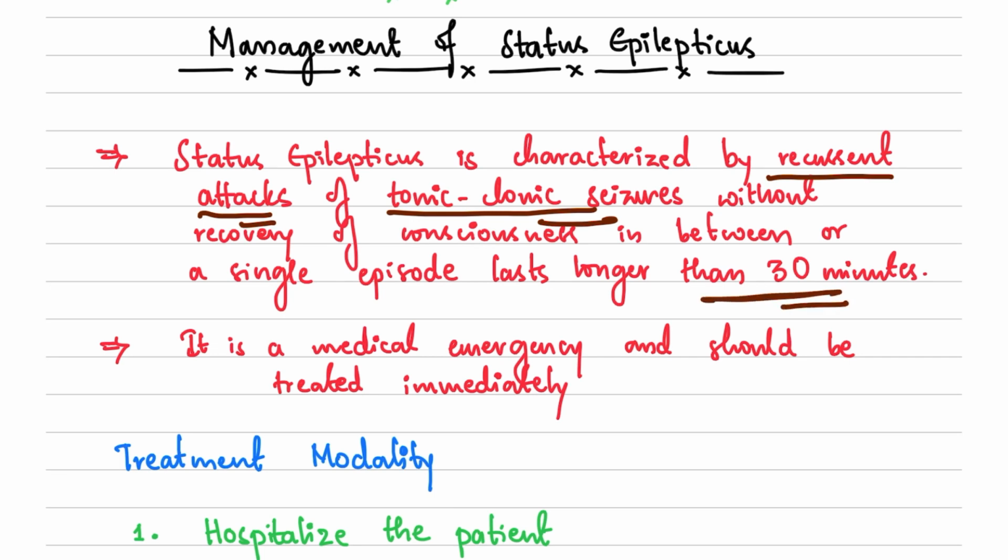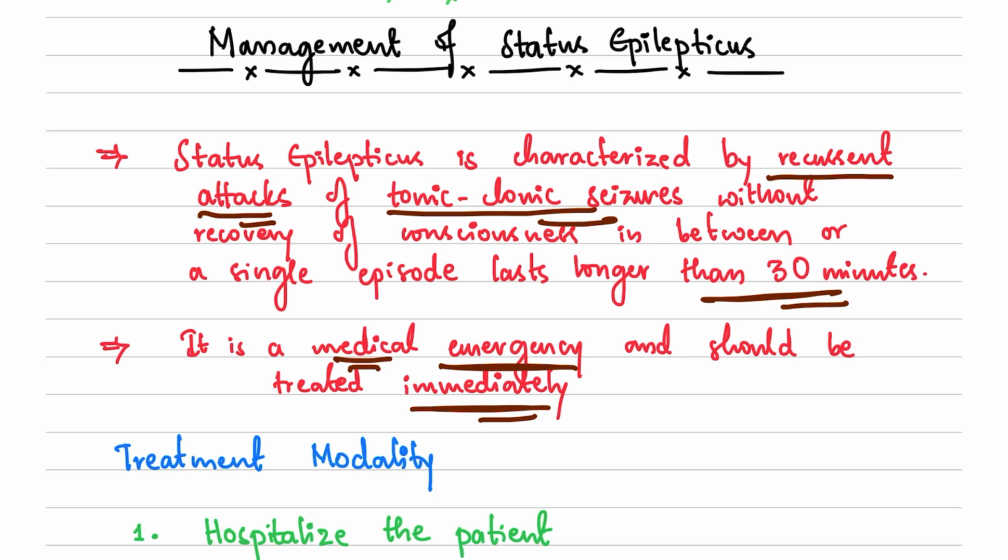So understanding the meaning of status epilepticus is very important. You need to understand it. It is characterized by recurrent attacks of tonic-clonic seizures without recovery of consciousness, because there is no consciousness between the seizures, so it occurs continuously in between, or there is a single episode which lasts longer than 30 minutes. So if you are having a seizure which is lasting more than 30 minutes, then it is called a status epilepticus. So it's a medical emergency and it should be treated accordingly and immediately. So understand that status epilepticus is a medical emergency.